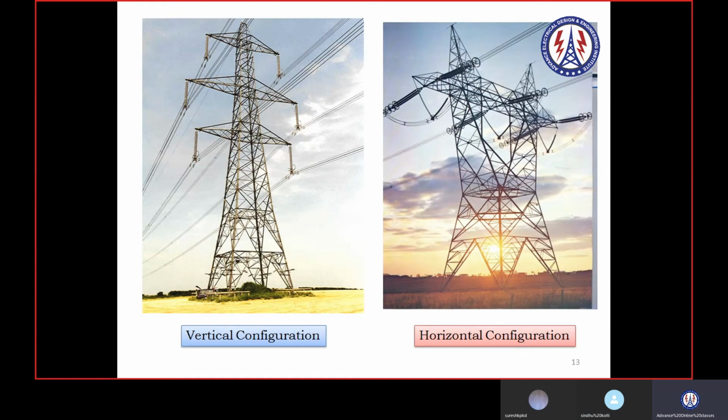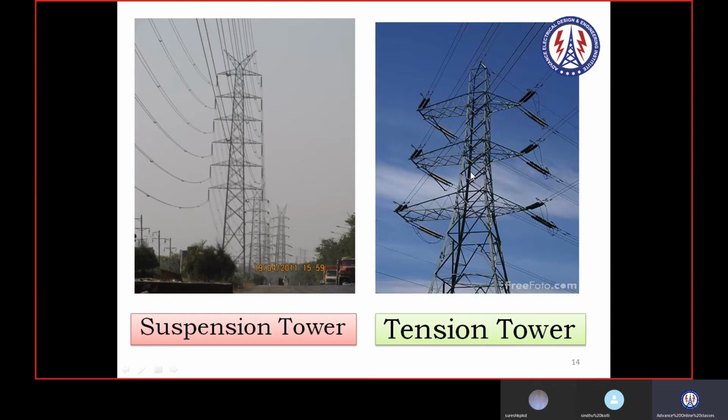If you see the screen, here are two towers. The first tower is the vertical configuration of tower and this is the horizontal configuration of tower. Vertical configuration of tower, normally we use up to a 220 kV system, and horizontal configuration tower, normally we use in 475 kV. So in our transmission line system, we are using two types of tower, suspension type tower and tension type tower.